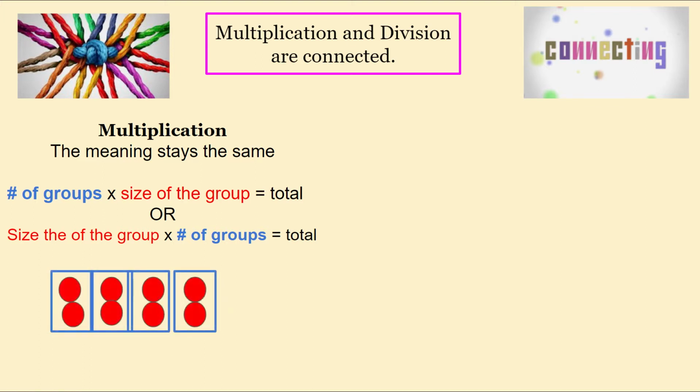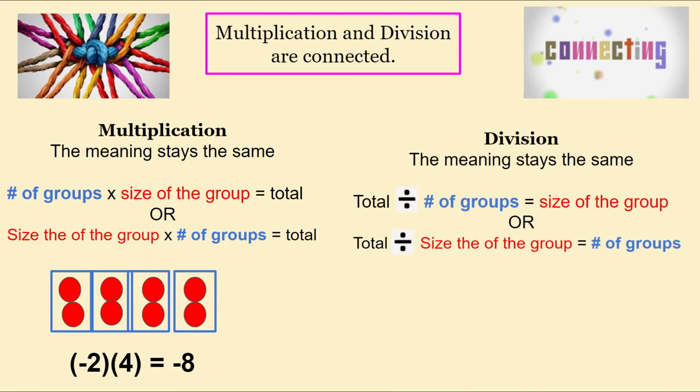In our picture here, we have 8 negative chips, because they're red. How many groups are there? There's 4. What's the size of one of those groups? -2. So we can write a multiplication equation that connects to this image, and that would be -2 times 4, or the other way around, 4 times -2 equals -8, our total. We're going to take this idea and now apply it to division.